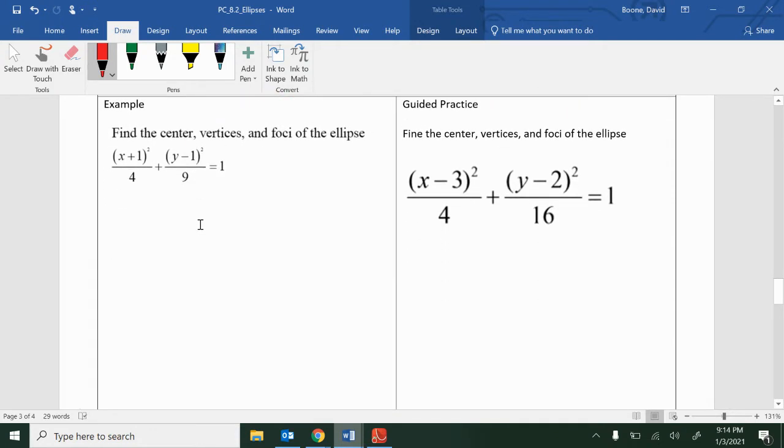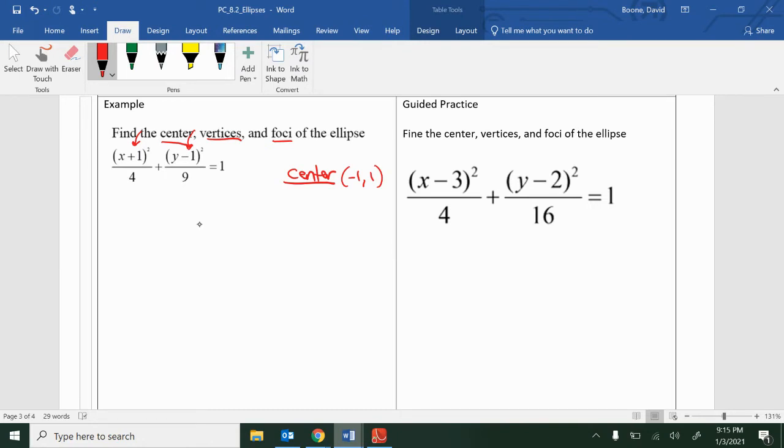So it says find the center, the vertices, and the foci of the ellipse. So the center should be pretty easy. We should be able to identify that pretty quickly. We're just looking at those adjustments that were made right here and thinking opposite. So that would be at negative 1, 1. That's where my center would be.